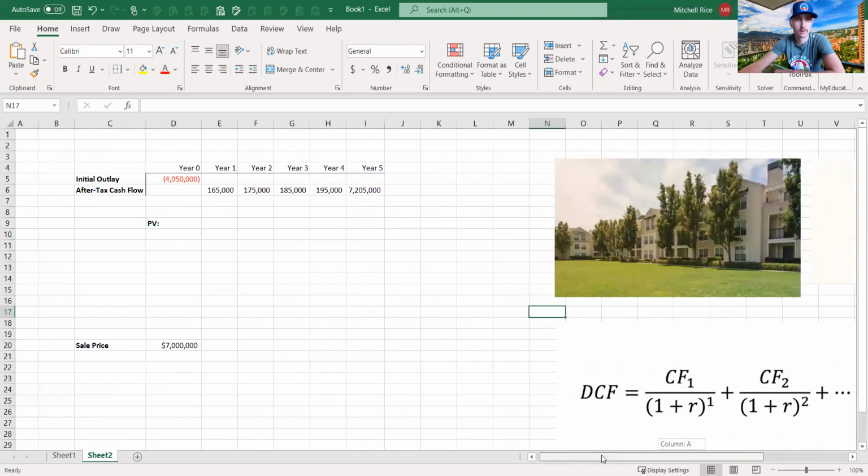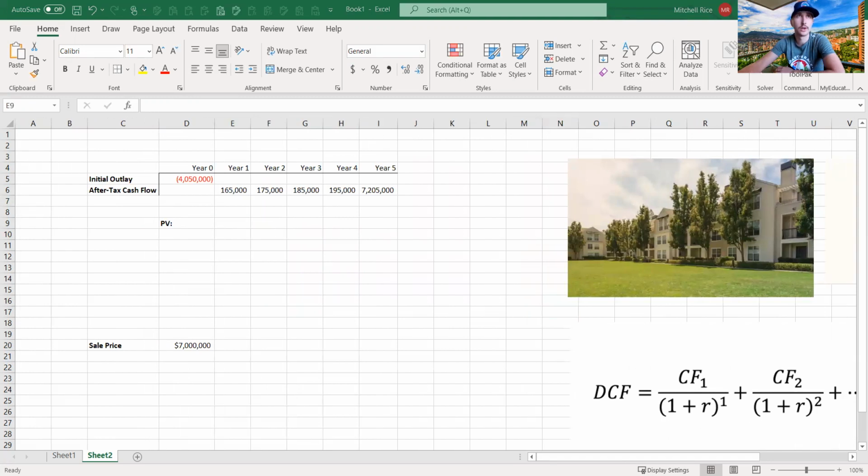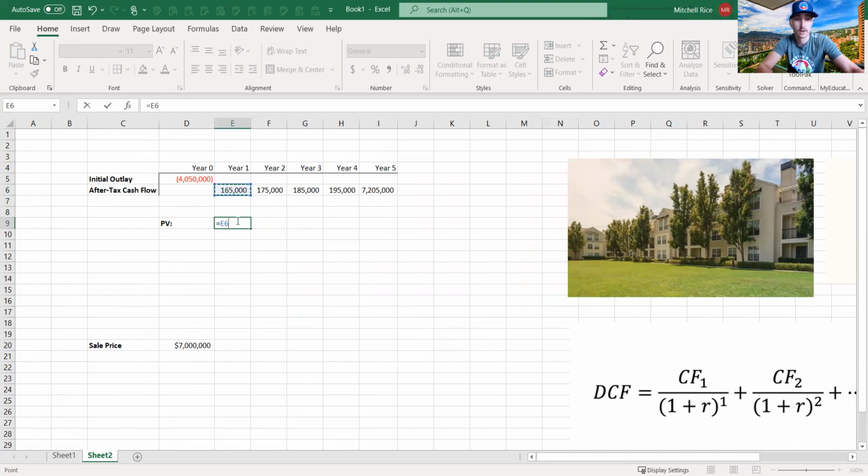So let's write that equation out real quick. We're going to reference this right here, this year 1 cash flow. On my laptop, it's Fn F4 to anchor a cell. Might be just F4 for you, depending on how you have that configured.